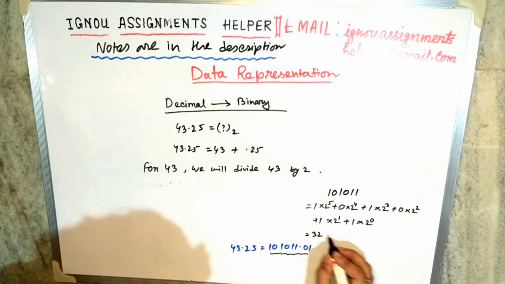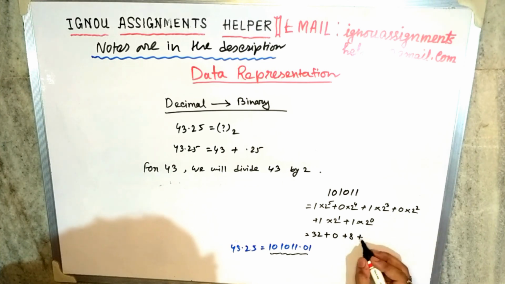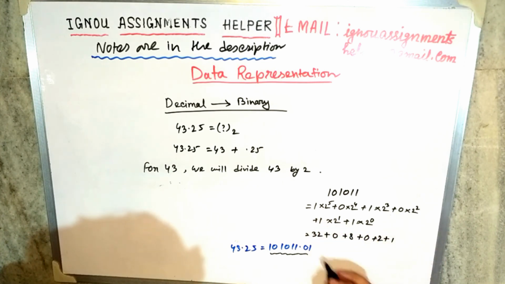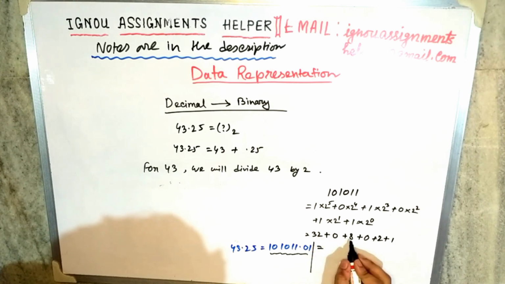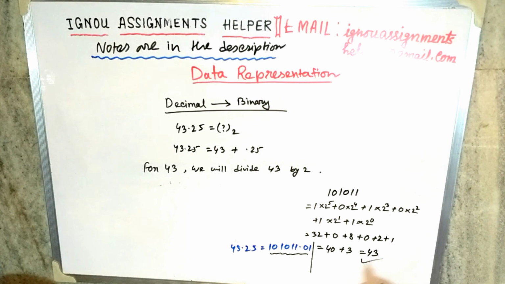So 2 to the power 5 is 32 plus 0 plus 8 plus this one will be 0 again, this one will be 2, and this one will be 1. So if we add it, that means 40 plus 3, so we are getting 43. So this one is also correct, so that means 43.25 is represented this way.